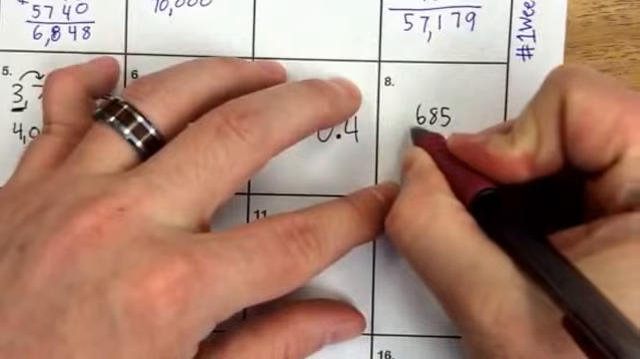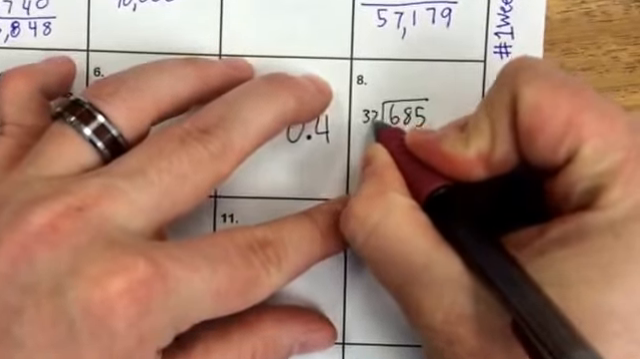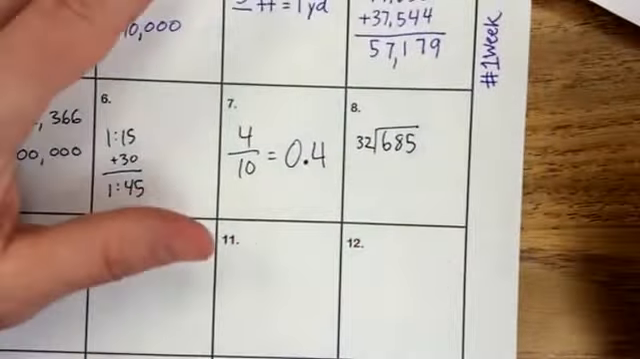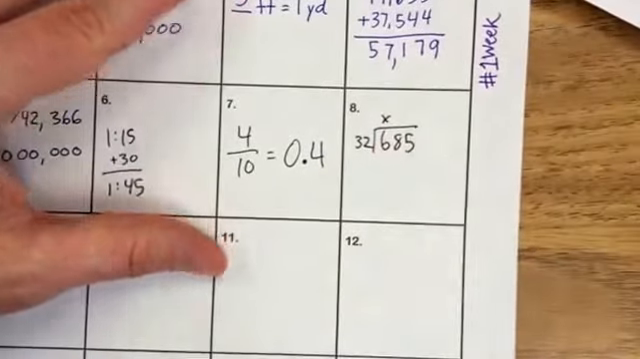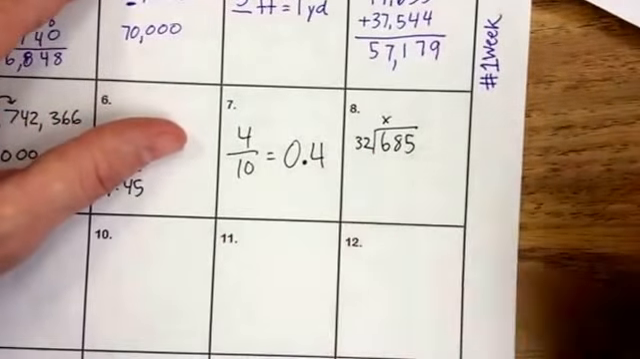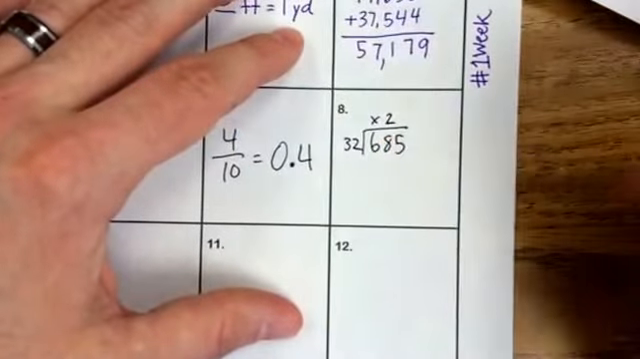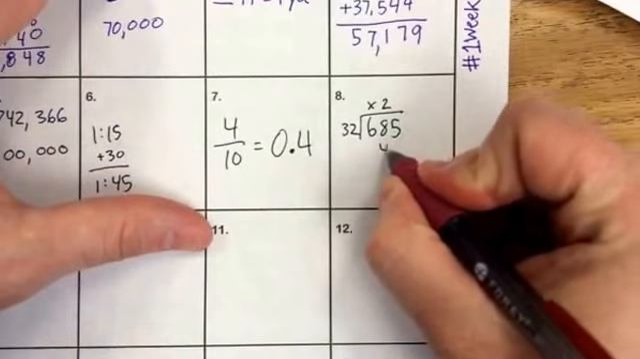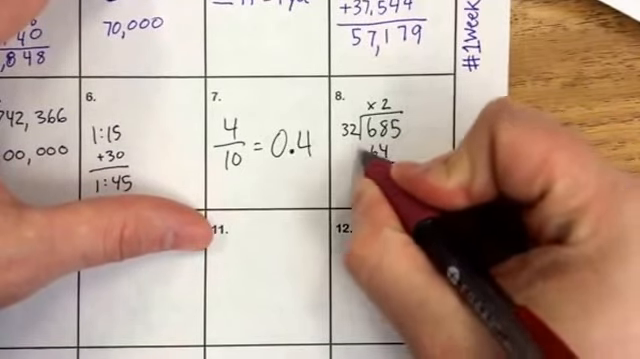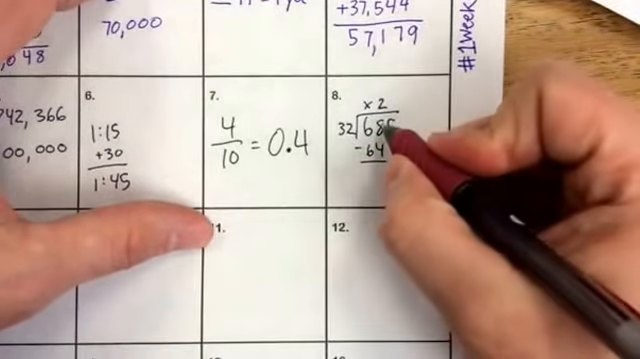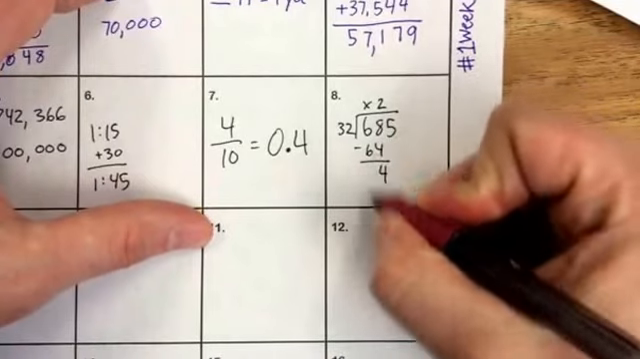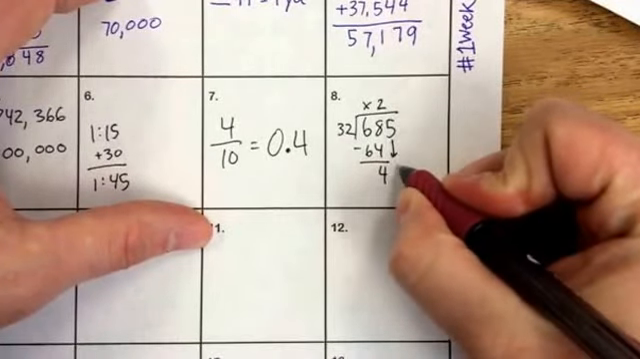685 divided by 32. And I know that 32 cannot go into 6. I know that 3 times 2 is going to get me 60. So I can put a 2 up here because I'm pretty sure that will work for 32 as well. 2 times 2 is 4. 2 times 3 is 6. I'm going to go ahead and subtract. 8 minus 4 is 4. 6 minus 6 is 0. Go ahead and bring down my 5.